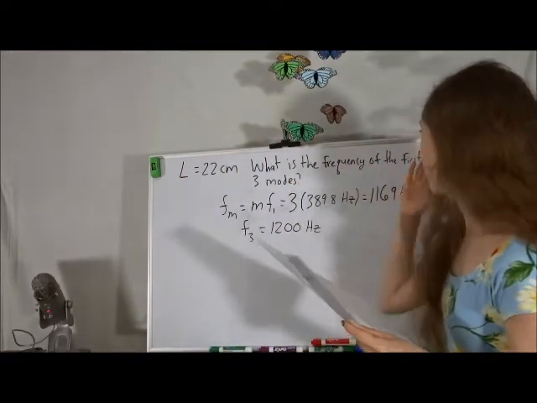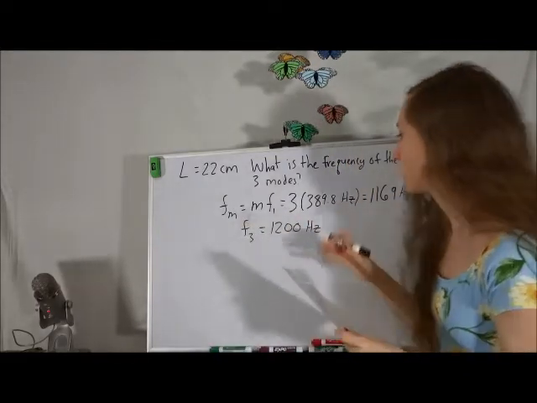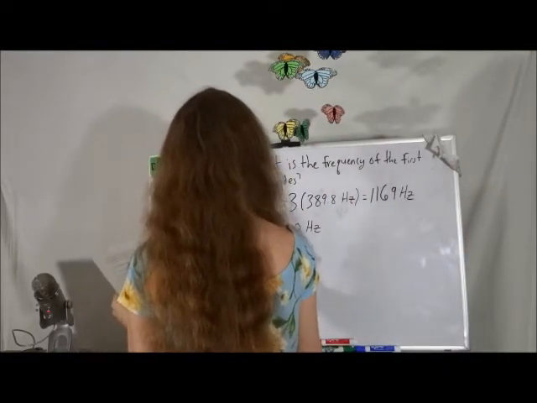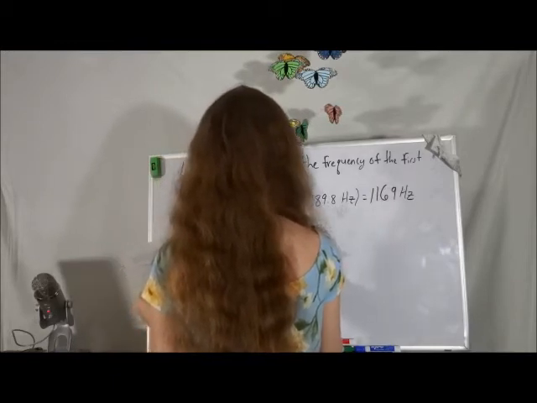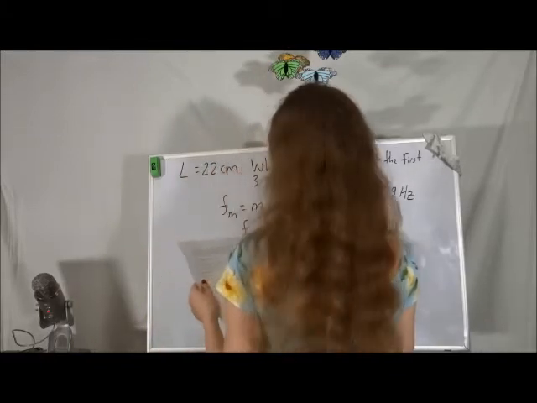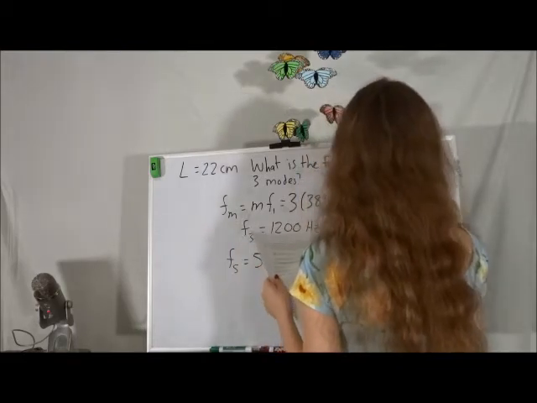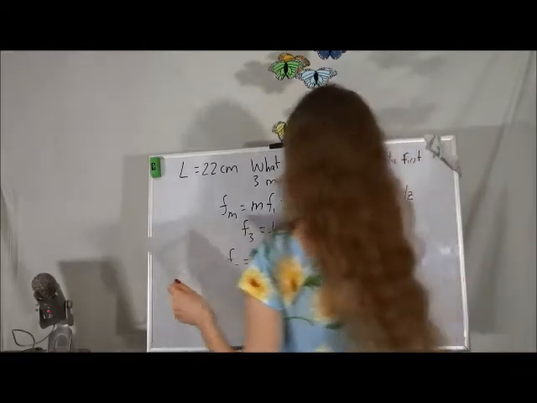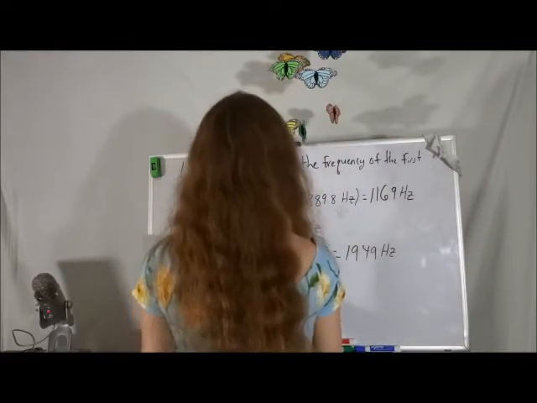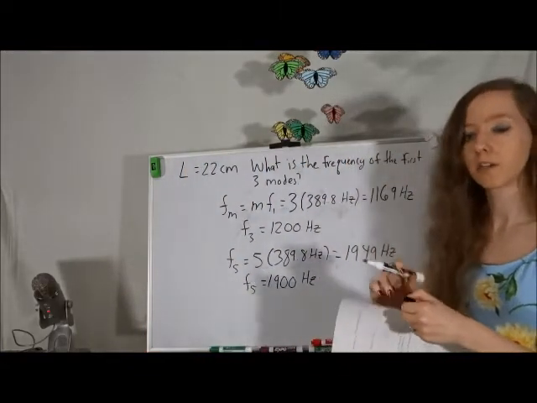And then our final mode we have to be concerned about is going to be m equals 5. So we'll have f sub 5 is equal to 5 times 389.8 hertz, which works out to be about 1949 hertz, or to 2 sig figs, f5 is equal to 1900 hertz. Are there any questions on that one?